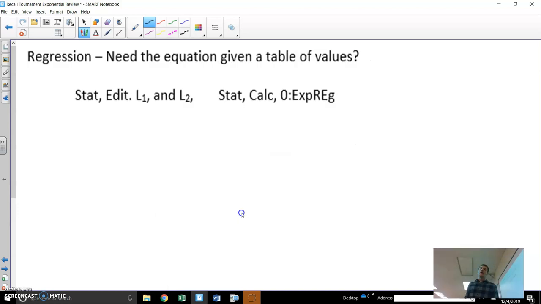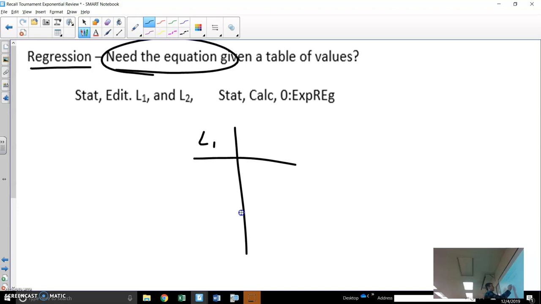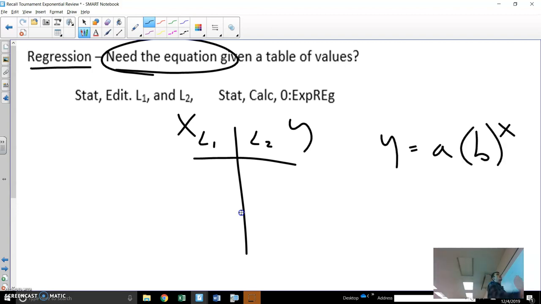units. We're also going to use regression in this video. You do regressions because you need an equation, and you're going to give the calculator some type of list of values for the x's and the y's so that it can spit out some type of exponential equation in this form of a times b to the x.